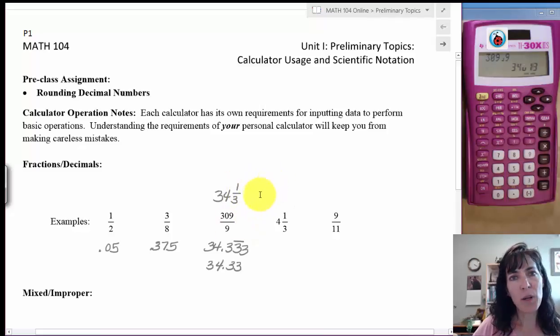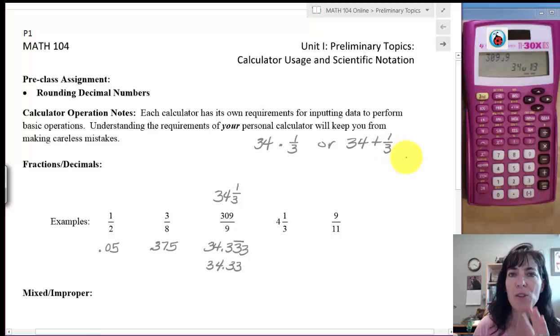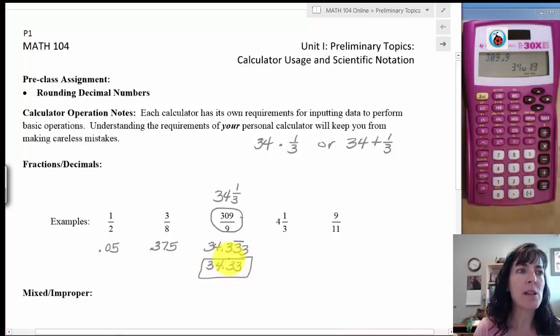Now I'm going to tell you right up front, in Math 104 and really from here on, we do not like this format of numbers. And the reason is we can't tell if it's supposed to be 34 times 1/3 or if it's supposed to be 34 plus 1/3. And because there's confusion there, we say, forget it. We just want to see it in this form as an improper fraction or in this form as a rounded decimal. So we would not want to rewrite it in terms of a mixed number. That drives us crazy because we don't know which way to interpret it.